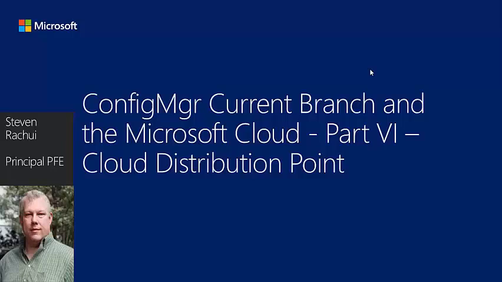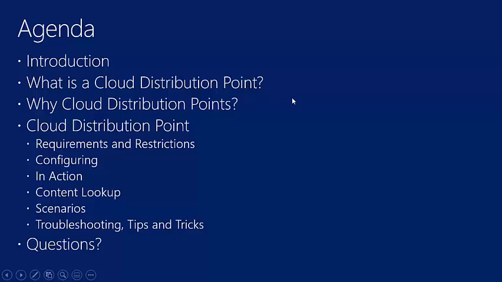Today's discussion will be part 6 of a series focused on Configuration Manager Current Branch and the Microsoft Cloud, Azure. Today's focus will be specifically on the cloud distribution point. A bit of an agenda as we get started: first, we'll talk about what a cloud distribution point is and why we care, and then really start to dig into the cloud distribution point, configuring it, watching it work, seeing it in action, content lookup, some scenarios, and troubleshooting, and then we'll be done. So before we really get started, a couple of things.